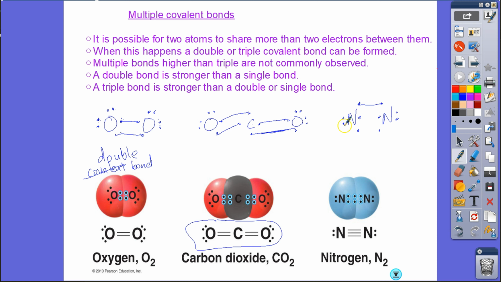If I connect these two and count, 1, 2, 3, 4, 5, 6, still not good. Connect these two and count, 1 through 7, still not good. Connect these two and count, 1 through 8. Now both nitrogens are good. It's a triple bond.